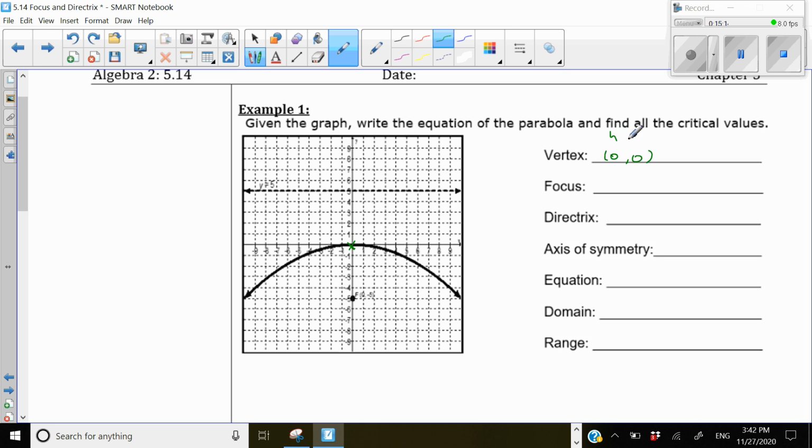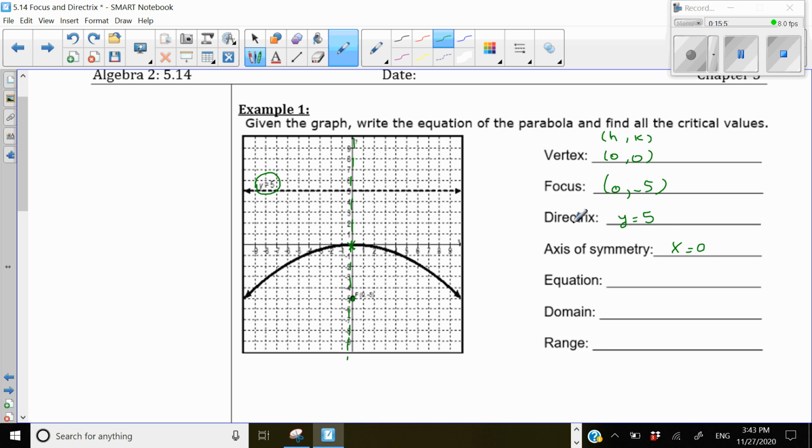I know that the vertex is written as h and k. So I found h and k here. Where is the focus? It's given here. It's at 0 and -5. The directrix is this line, which is always behind the curve, and it's given here as y equal to 5. The axis of symmetry is the line that passes through the vertex and divides the parabola into mirror images on the left and right side. The equation of this line is x equal to 0.